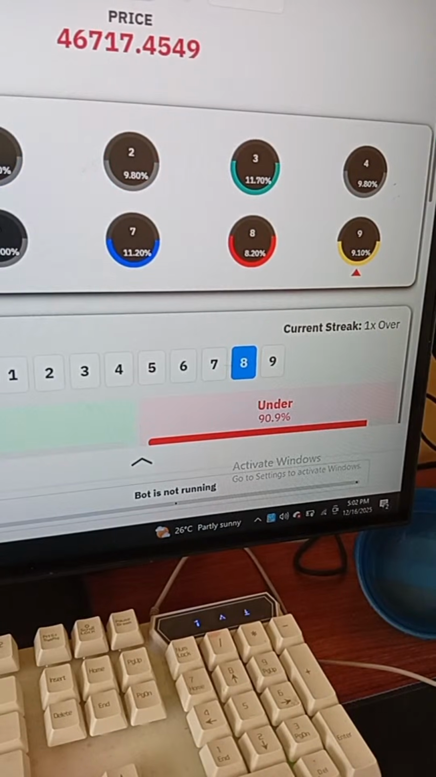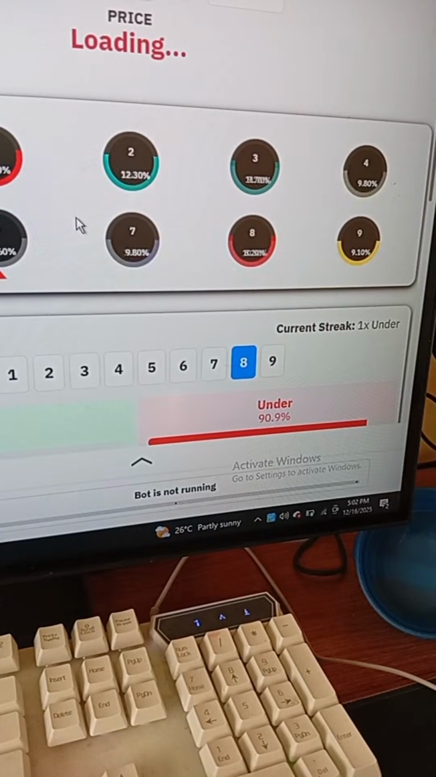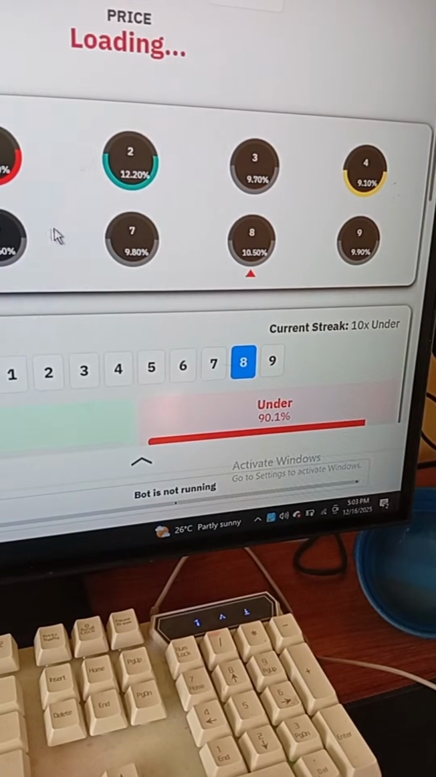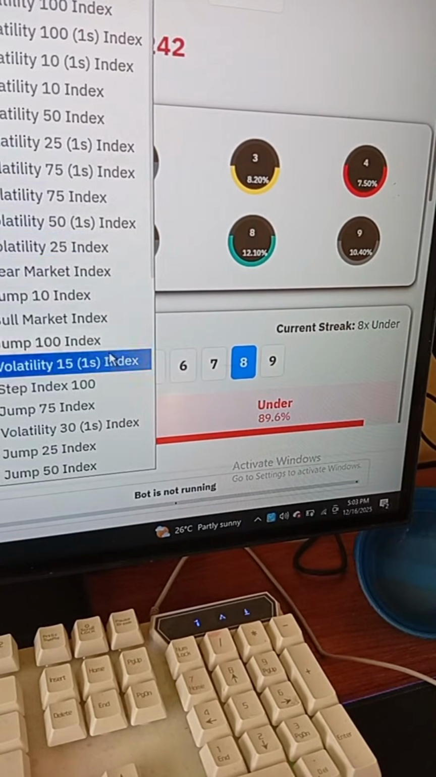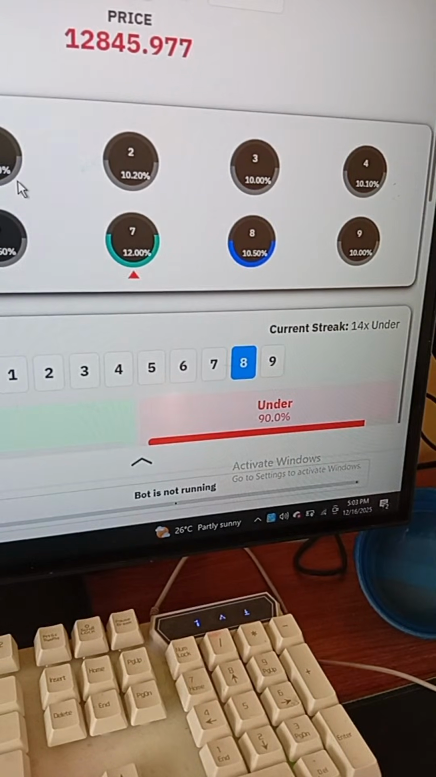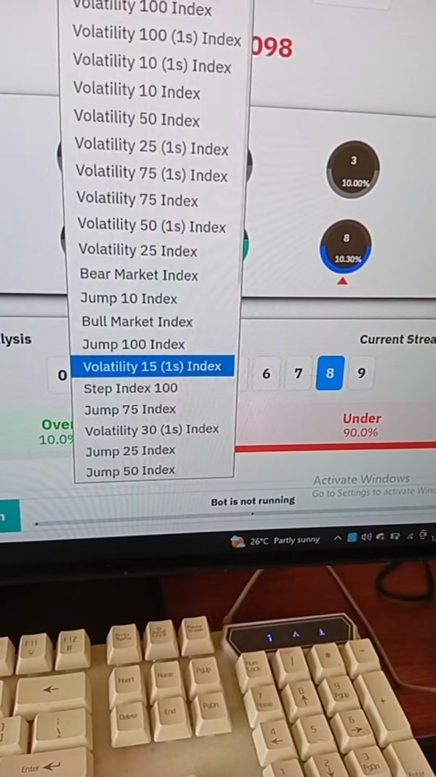Okay, let me try and find another one. If you find it in front of me, guys, let me know. We go to 25 index. How is it doing? No, this one cannot. 15 1S. Okay. The problem is one is too strong here. So it is most likely to go to 10, and again we will be in a lot of danger.